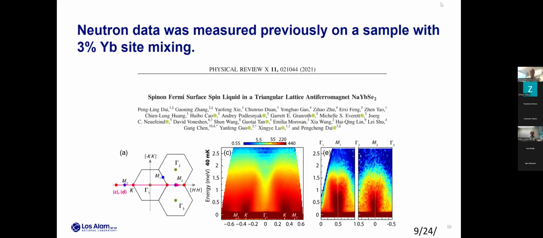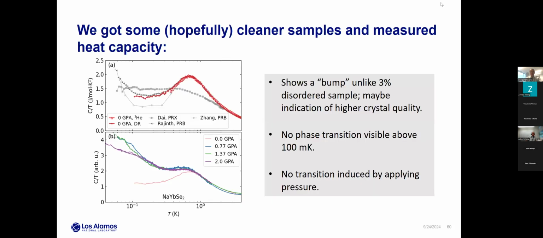So if you look at, oh yes, I need to acknowledge the paper that made us interested in this whole project to begin with. It came from Peng-Cheng Dai's group, where they measured a sodium ytterbium selenium compound on CNCS. Unfortunately, their material had some 3% site mixing, which in the quantum spin liquid world is sometimes enough to wreak havoc on your ground state. And so we wanted to look at, do we see the same sort of thing when we look at a cleaner sample? Next slide.